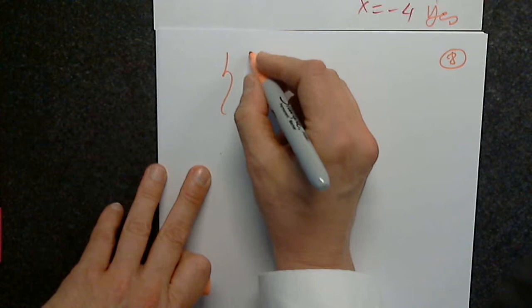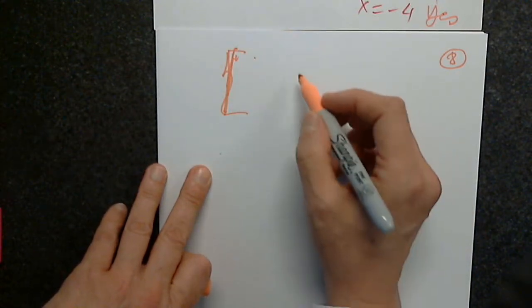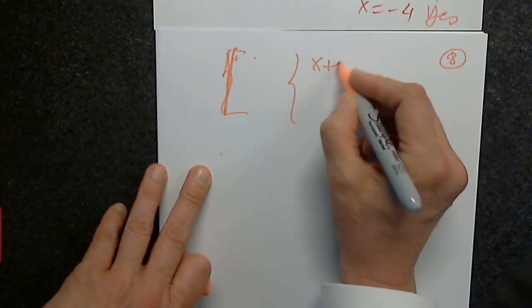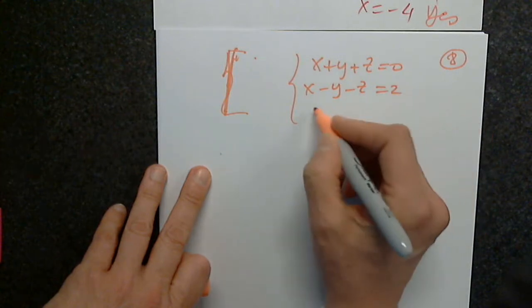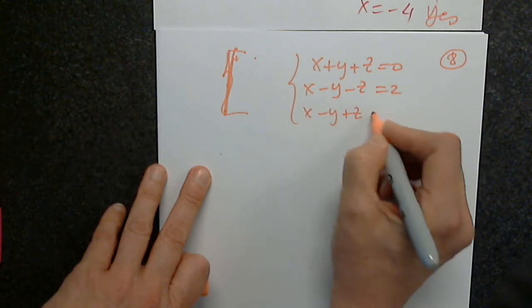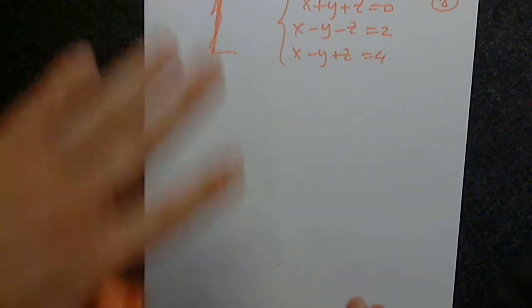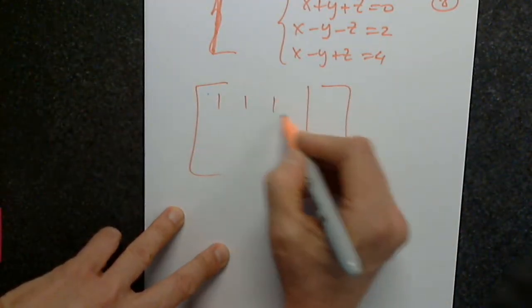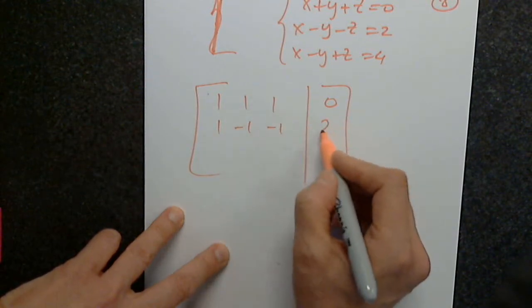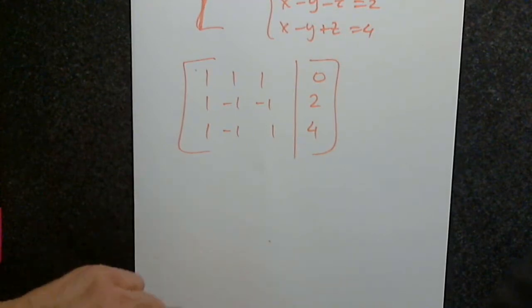So we have, can I just write the augmented matrix already? No, I should write the system because I go back and check. X plus y plus z equals 0, x minus y minus z equals 2, x minus y plus z equals 4. Stop being lazy. It's for me. I have to go back and check. So 1, 1, 1, 0, 1, -1, -1, 2, 1, -1, 1, 4. So far, so good? Okay.